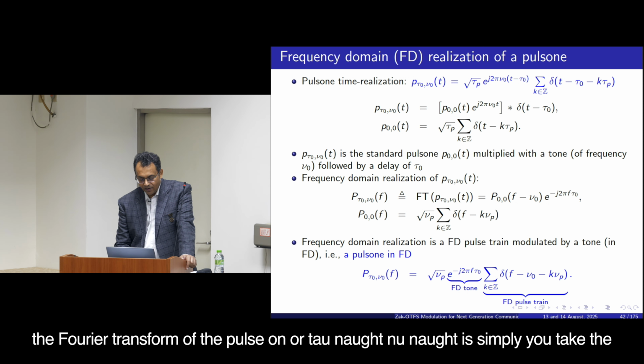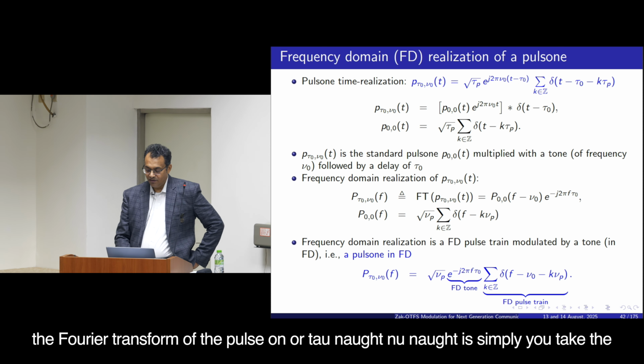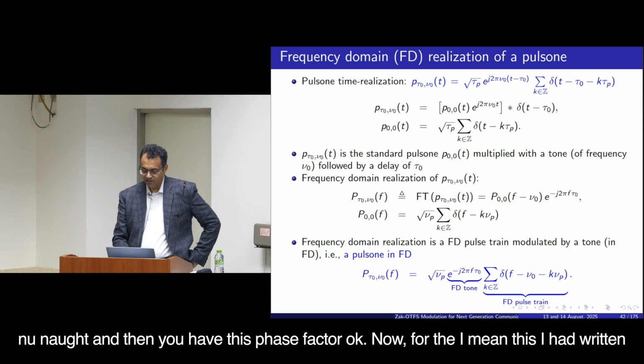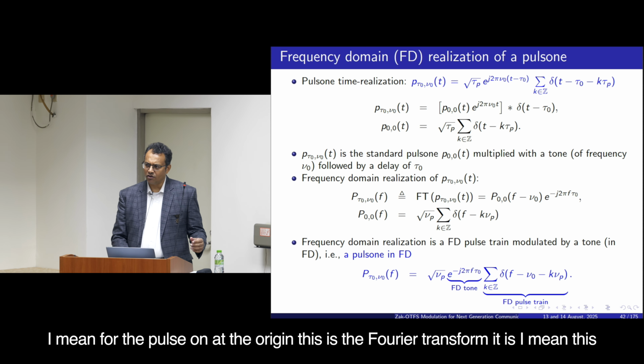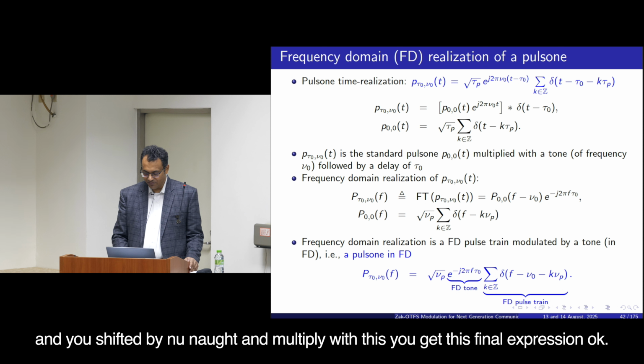the Fourier transform of the pulson at tau naught nu naught is simply: you take the Fourier transform of the standard pulson at the origin, first shift it by nu naught, and then you have this phase factor. Okay. Now, I had written this for the pulson at the origin, this is the Fourier transform. We already know this from the sampling chapter, right. So, you just take this and shift it by nu naught and multiply with this, you get this final expression. Okay.